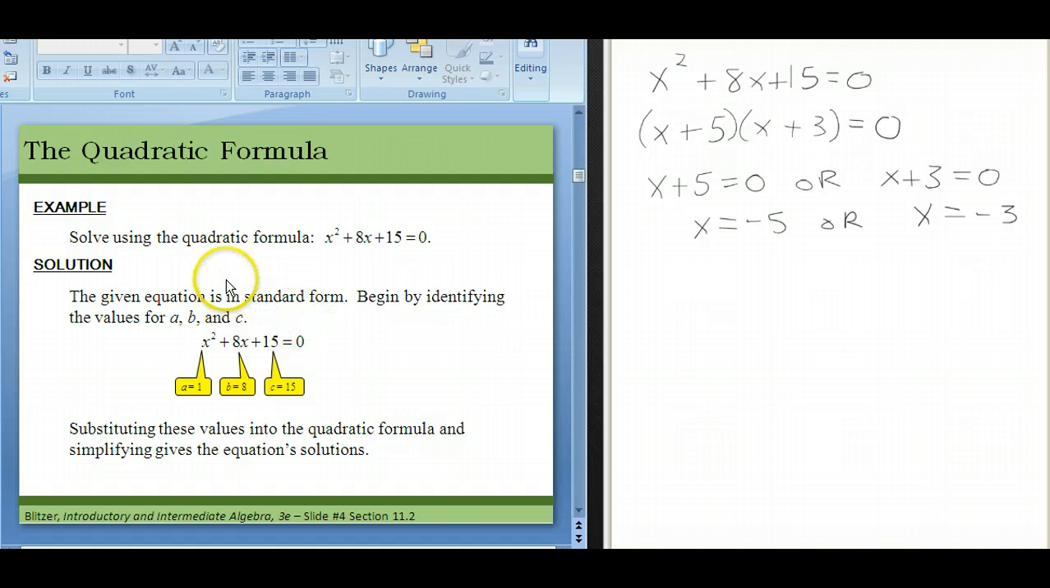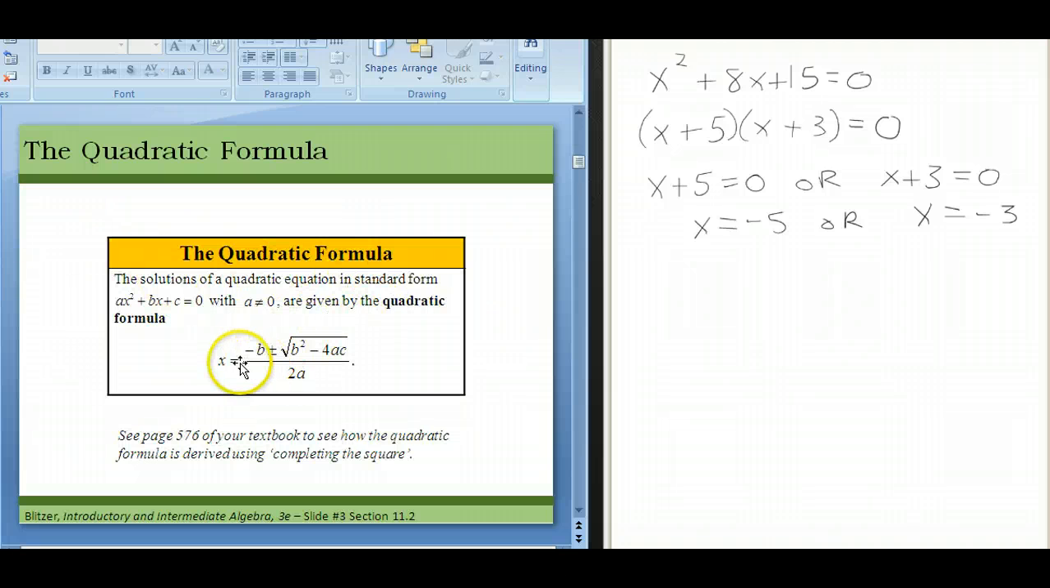So what we first have to do to use the quadratic formula is notice, let's go back one slide here, that x equals means this is giving you these values of x. It's going to come up with these two values of x here. But how it does it is by making use of a, b, and c.